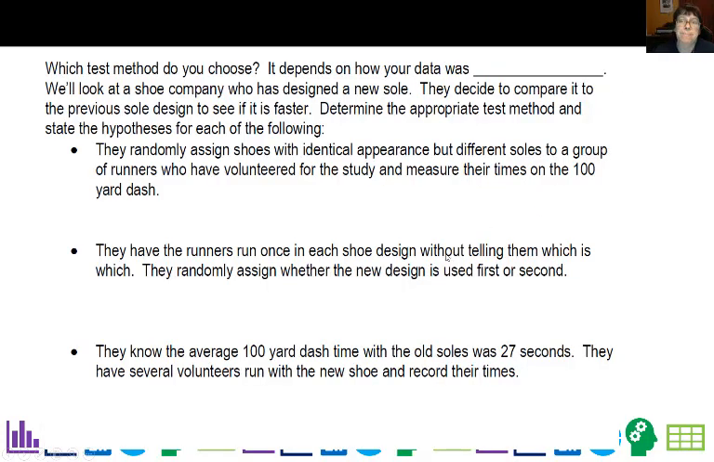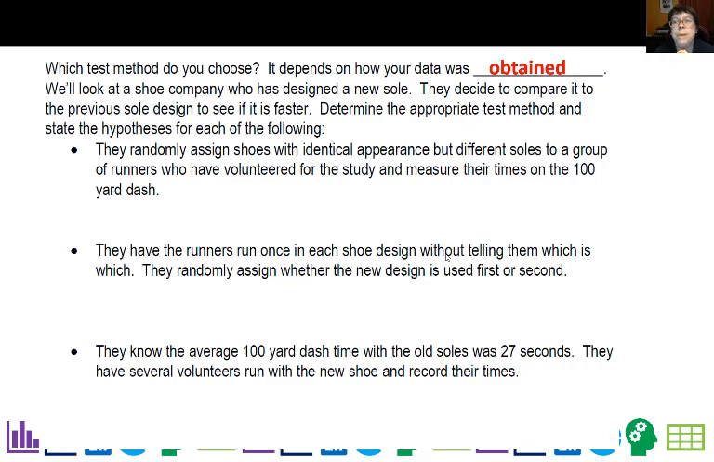Okay, finally, which test method do you choose? Well, it depends on how your data was obtained. So I'm going to take one situation and look at 3 different ways to get data and see how we would test it. So we're going to look at a shoe company that has designed a new sole, all right? And they decide to compare it to the previous sole design to see if it's faster. Assume it's like a tennis shoe or sports shoe.